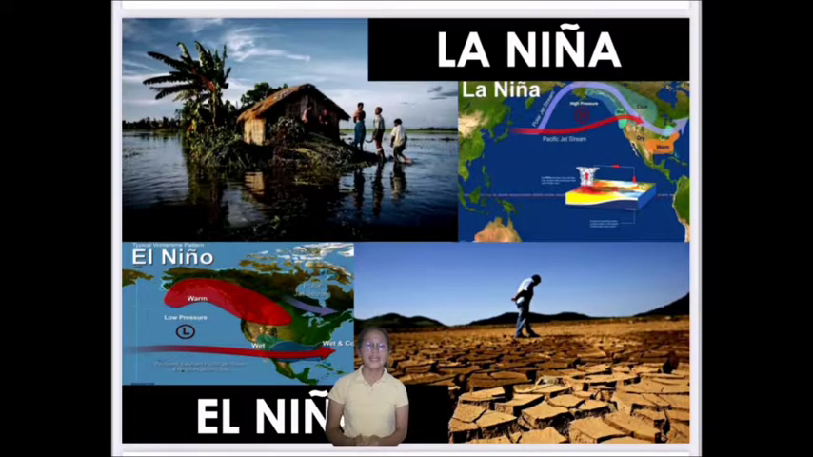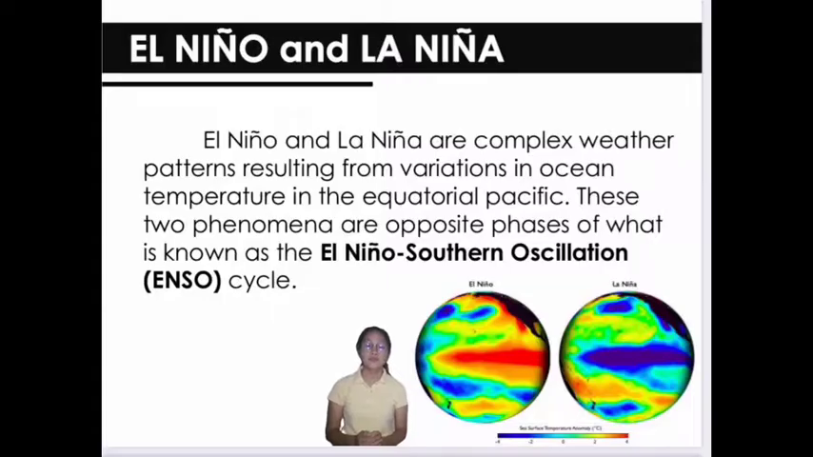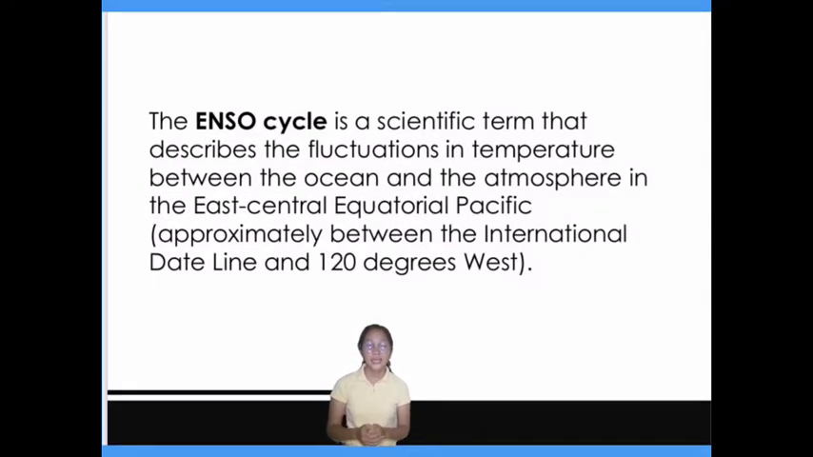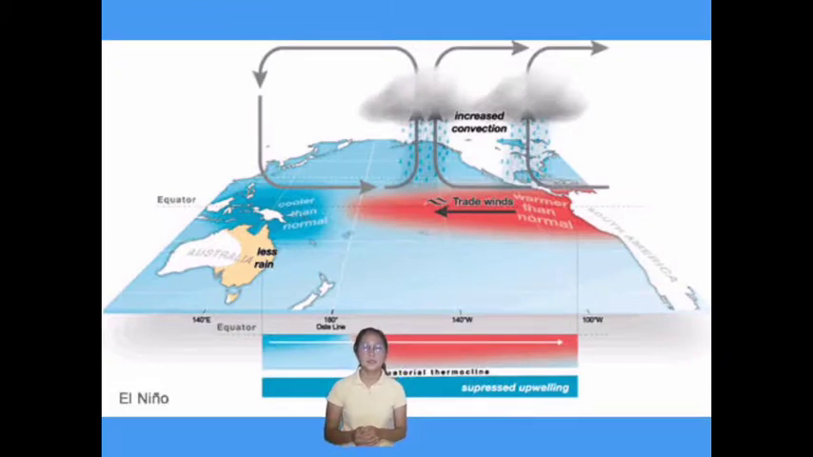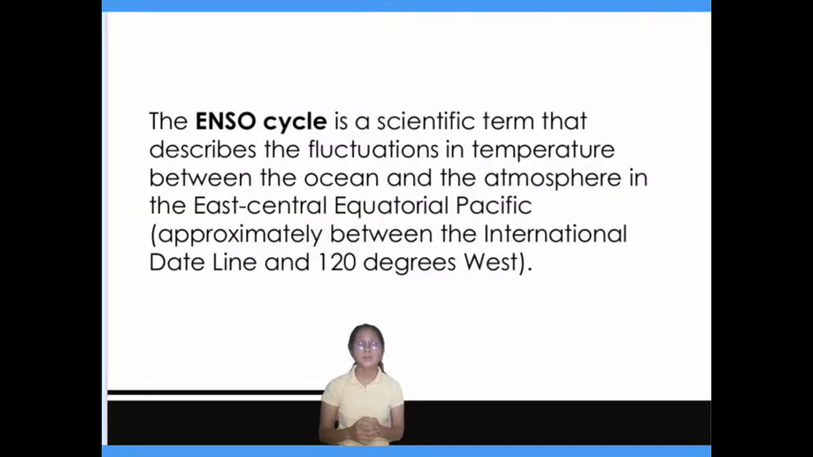El Niño and La Niña are complex weather patterns resulting from variation in ocean temperature in the equatorial Pacific. These two phenomena are opposite phases of what is known as the El Niño Southern Oscillation or ENSO cycle. The ENSO cycle is a scientific term that describes the fluctuation in temperature between the ocean and the atmosphere in the East Central Equatorial Pacific, approximately between the international dateline and 120 degrees west.